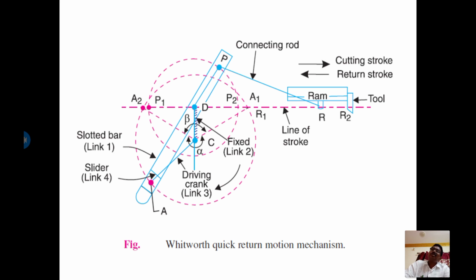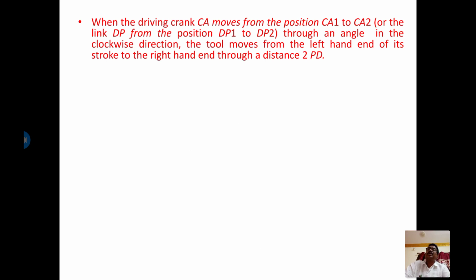As the slotted bar oscillates, the connecting rod of the ram connected to it oscillates, therefore the ram reciprocates. R1 to R2 is the sliding, cutting stroke, and R2 to R1 is the return stroke. So from this figure of the Whitworth quick return motion mechanism we can write the following.